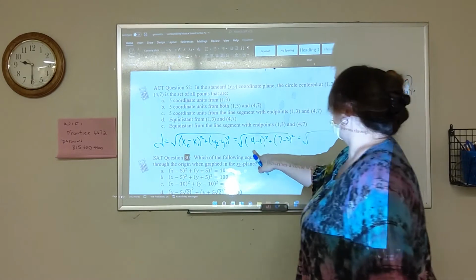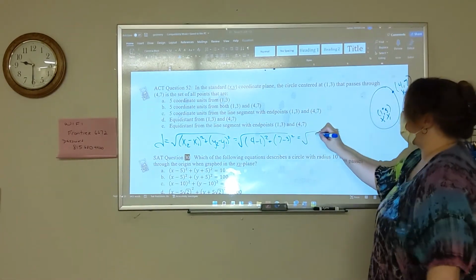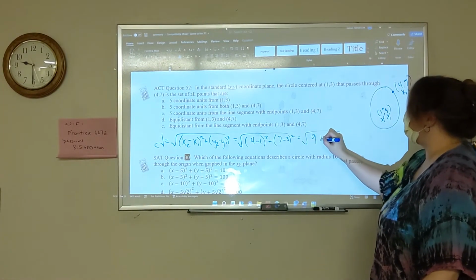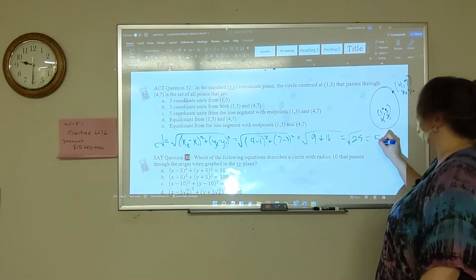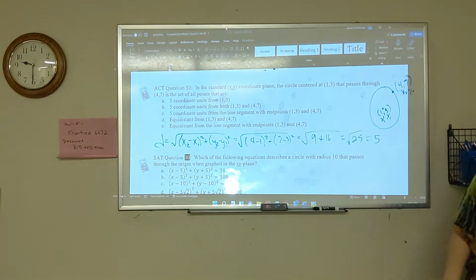So that's the square root of, let's see, 4 minus 1 is 3. 3 squared is 9. 7 minus 3 is 4. 4 squared is 16. 9 plus 16 is 25. Square root of 25 is indeed 5. Okay, so the distance from here to here is indeed 5, which means your radius is 5. Which means my answer is probably going to have the number 5 in it.